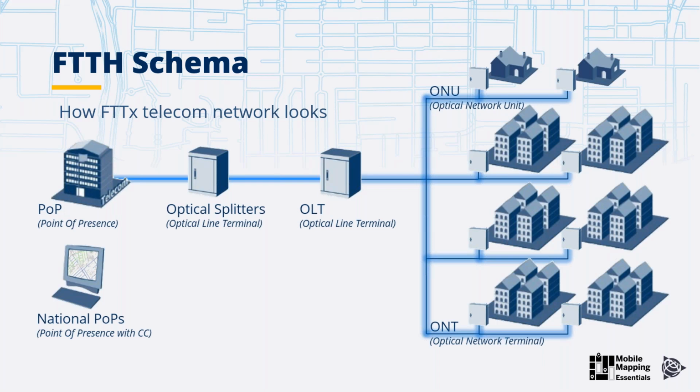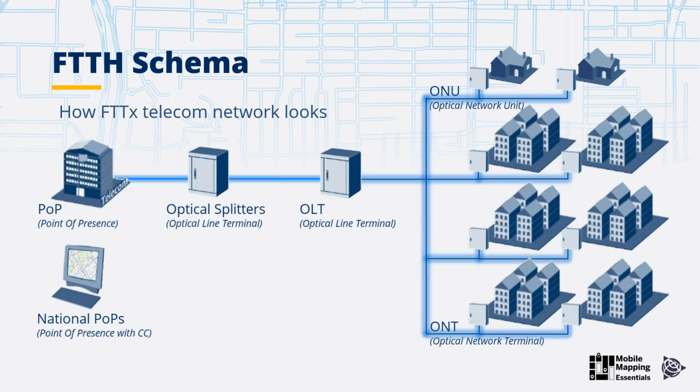From the national POP, we go to more localized POPs, which could be a number of those per city, POPs by districts, and which are basically creating the connections to the houses or the buildings of the end users. And from the POPs to the houses or buildings, you have a number of in-line optical splitters, which are basically distributing the network all around the country.